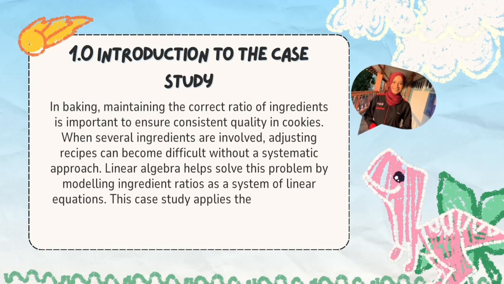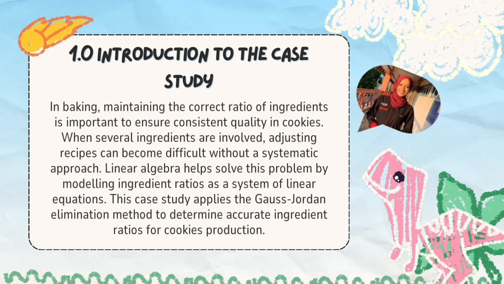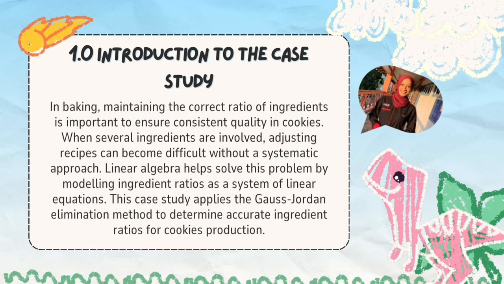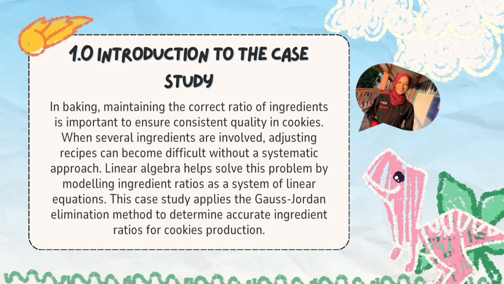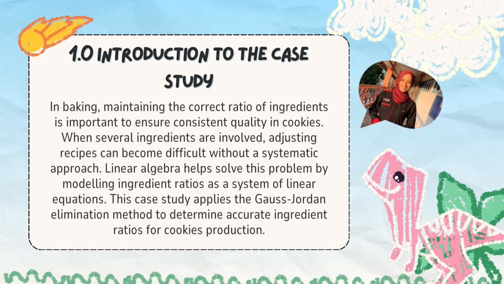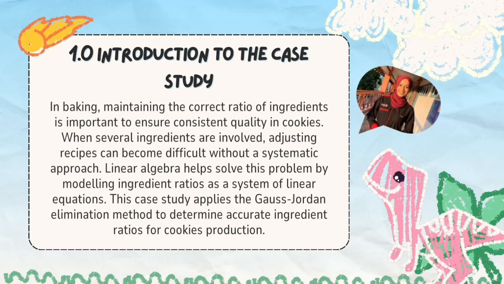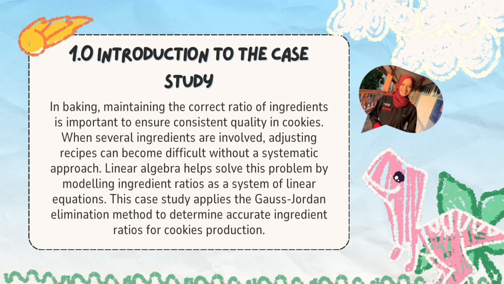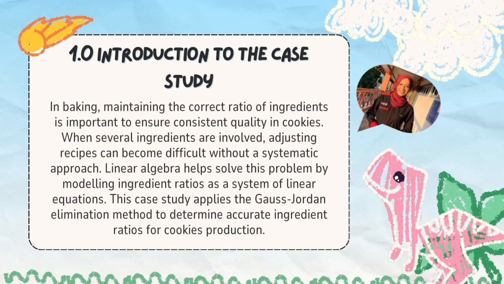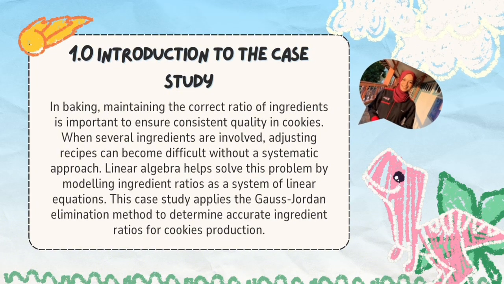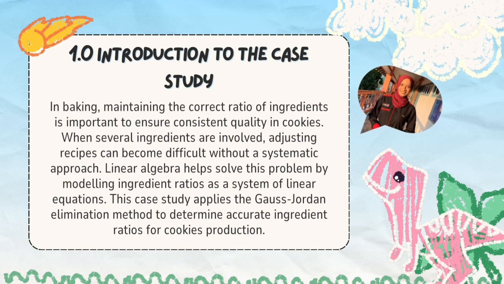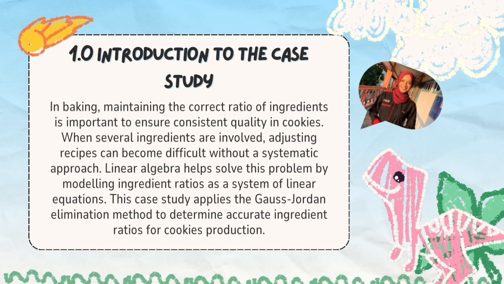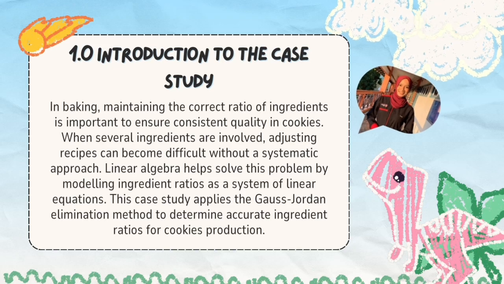The introduction to the case study. In baking, maintaining the correct ratio of ingredients is important to ensure consistent quality in cookies. When several ingredients are involved, adjusting recipes can become difficult without a systematic approach. Linear algebra helps solve this problem by modeling ingredient ratios as a system of linear equations. This case study applies the Gauss-Jordan elimination method to determine accurate ingredient ratios for cookie production.